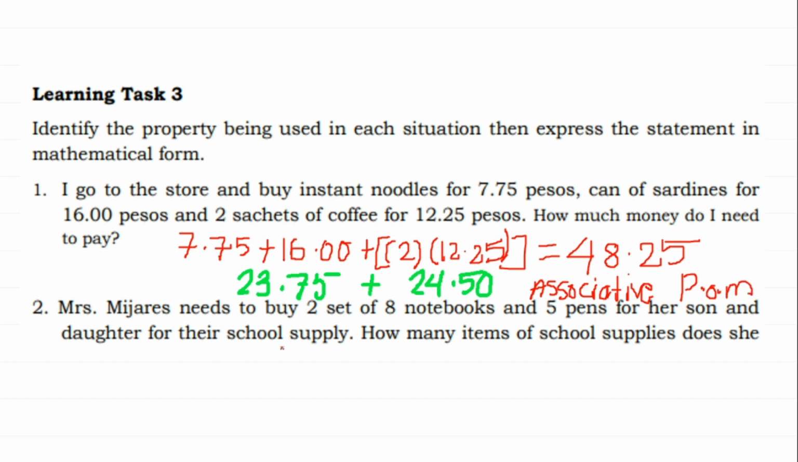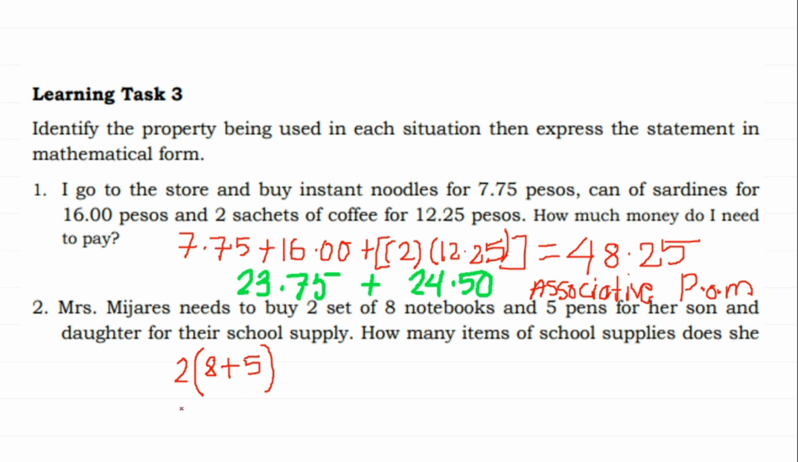Next, Mrs. Mijares needs to buy 2 sets of 8 notebooks and 5 pens for her son and daughter for their school supplies. So, how many items of school supplies does she needs to buy? Okay, so bumili daw siya ng 2 set ng 8 na notebook at 5 ballpen para sa kanyang mga anak. Okay, so ibig sabihin, that 2 set, we have there, in mathematical form, we have there yung 2 set ng 8 at saka ng 5. Okay? Ayan. Yung 8 at 5, yun yung isang set ng notebooks and pens.